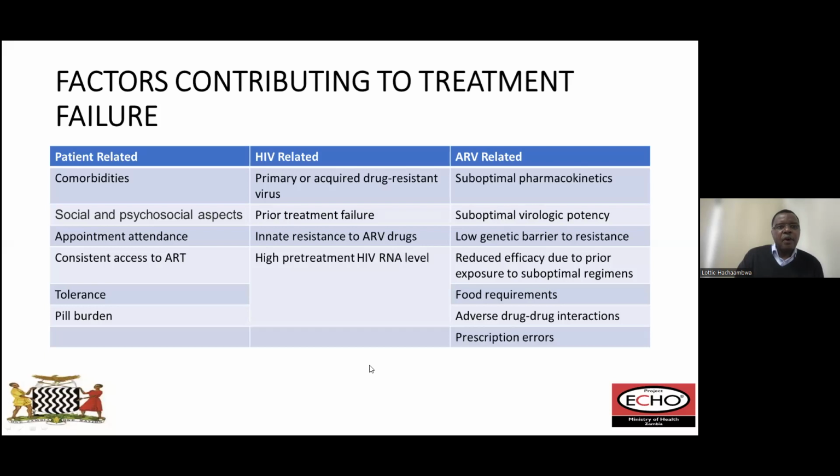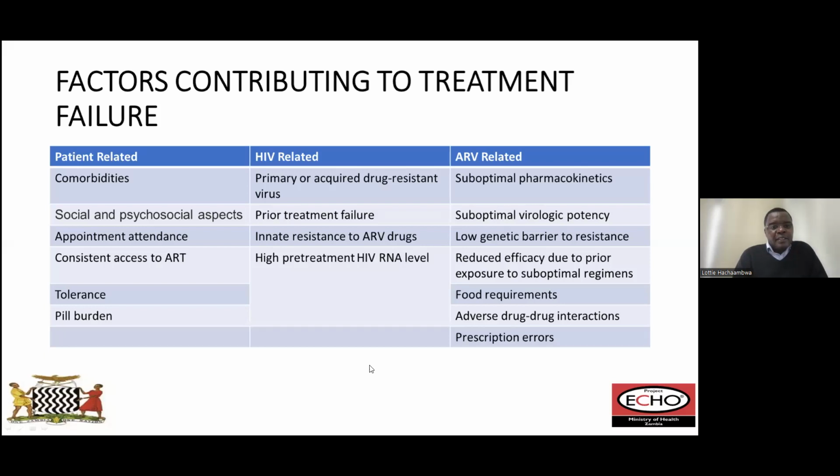So for the patient-related, this is mainly related to not taking the drug. So there are all kinds of reasons why individuals may not be taking their drug, or why they may be taking their drugs intermittently. So it could be that they're very sick. They could have comorbid conditions that make it very difficult to take their drugs. There could be social and psychosocial aspects. And here you can think of things like substance abuse, alcohol abuse, social situations for our adolescent and pediatric population.